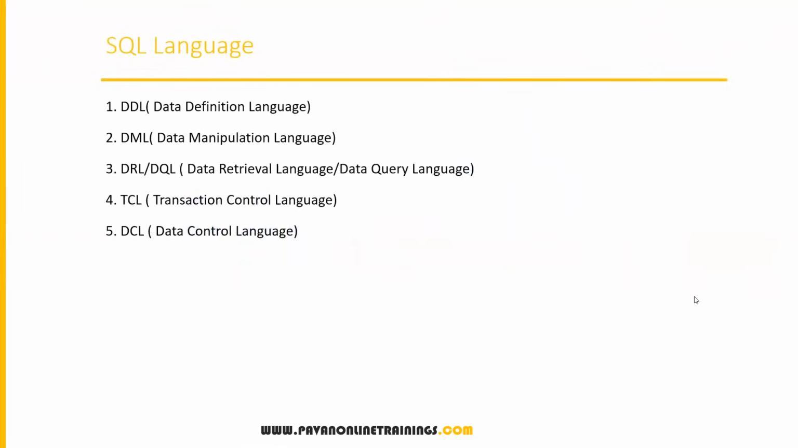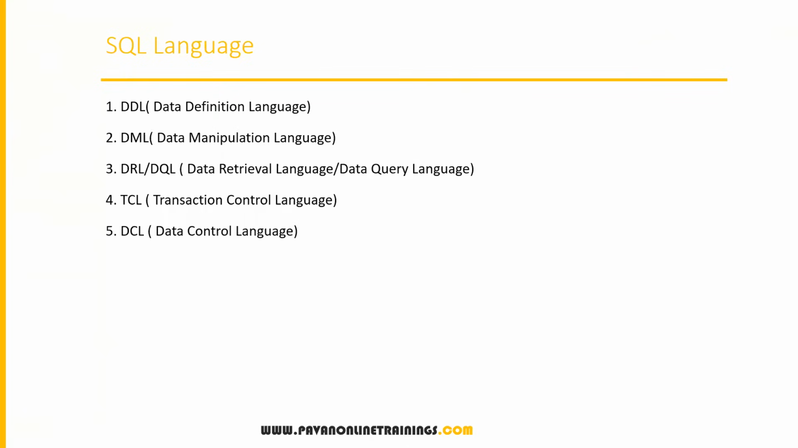Basically SQL is a language, structured query language. SQL is divided into multiple subcategories like DDL, DML, DRL or DQL, TCL and DCL. These are the different sub languages created under SQL, and every sub language contains a number of commands. So the SQL language is divided into multiple sub languages: DDL, DML, DRL, TCL, and DCL.